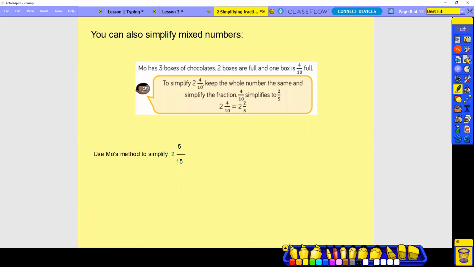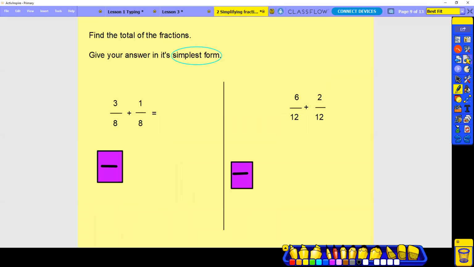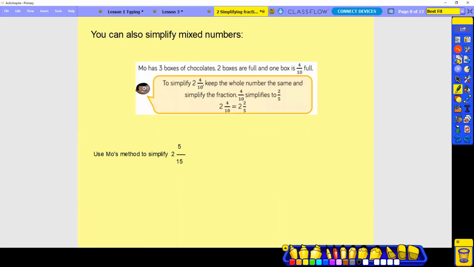So this is an interesting one. You can also simplify mixed number fractions. Mixed number fractions just mean when you've got a whole number and you've also got a fraction. So that's what we mean by a mixed number. You've got a whole number and a fraction.